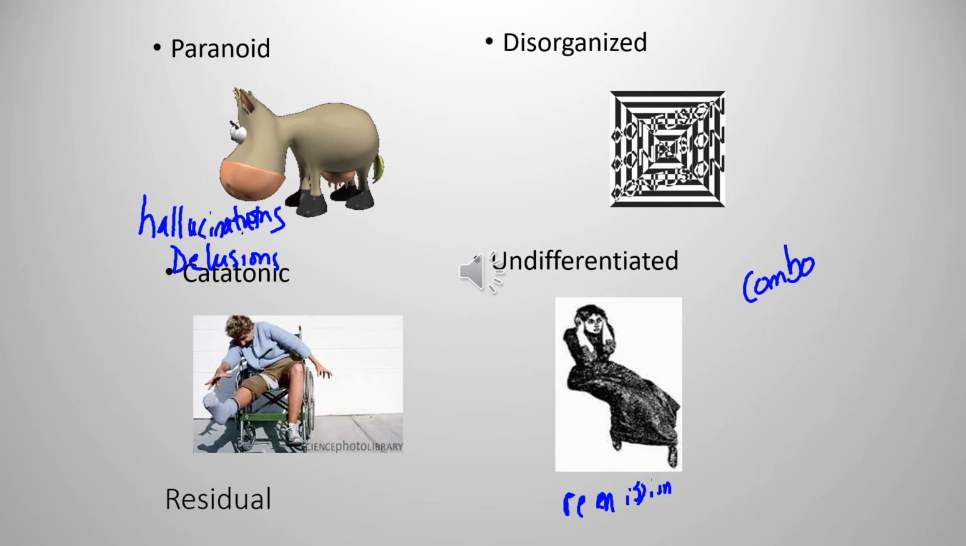The second is undifferentiated, and that simply means that the person has a bunch of different symptoms from the other types, and you can't really pinpoint them being paranoid or disorganized or catatonia. So we would say they have undifferentiated. They have symptoms from all of the different categories, or at least 2 or more categories.